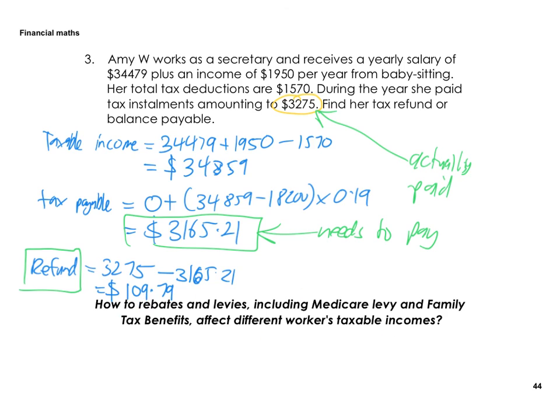Here's a little question here. How do rebates and levies, including Medicare levy and family tax benefits, affect different workers' taxable incomes? Well, obviously, part of tax is the Medicare levy, and depending on your income, depending on your family circumstances, there might be more deductions or things you can claim on your job and things like that. So your situation will obviously affect how much tax you pay as well.